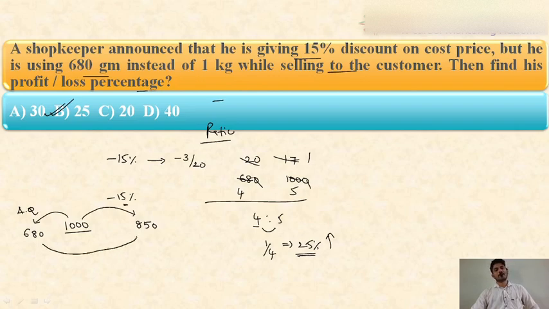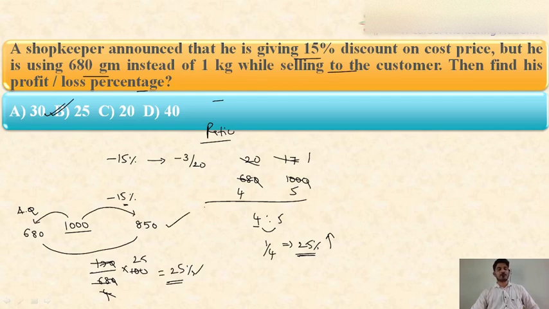So what is the gap from 680 to 850? Here 20 and 170. So there is a gap of 170 out of 680 into 100. The 0 and 0 get cancelled. 17 ones and 17 fours get cancelled. 4 ones and 4 25s get cancelled. So in this also we are getting the same answer, that is 25 percentage profit to the customer.